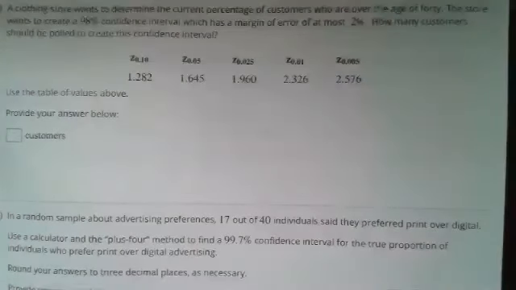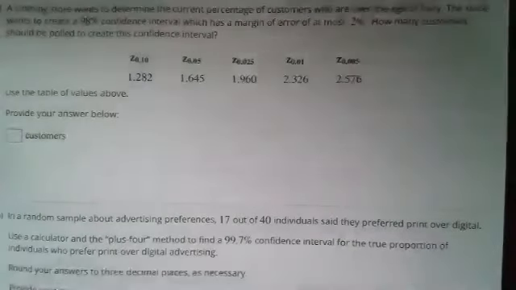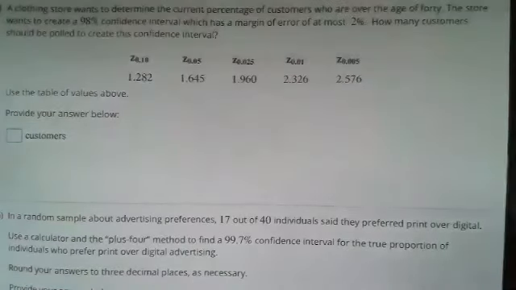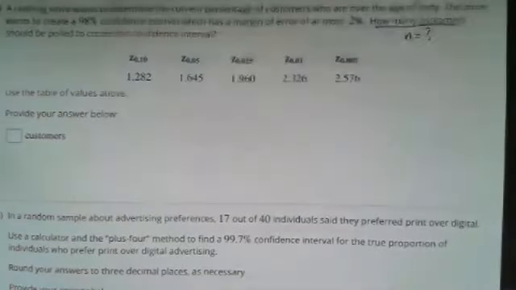A clothing store wants to determine the current percentage of customers who are over the age of 40. The store wants to create a 98% confidence interval, which has a margin of error of at most 2%. How many customers should be polled to create this confidence interval? Because it's asking how many customers, it wants to know what n is. Let's write down what we have.